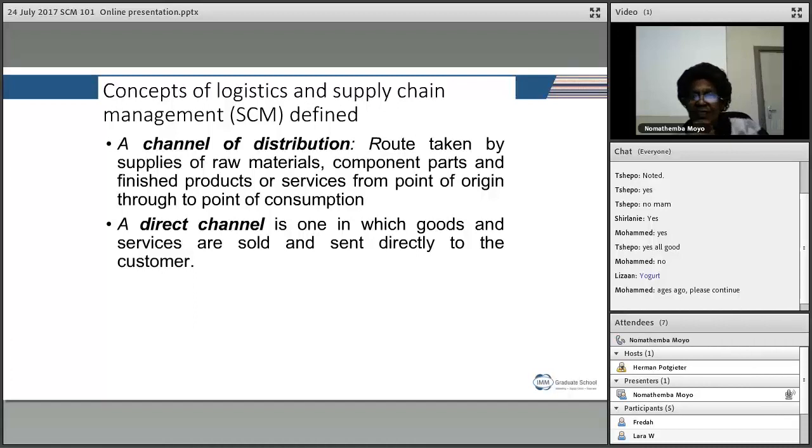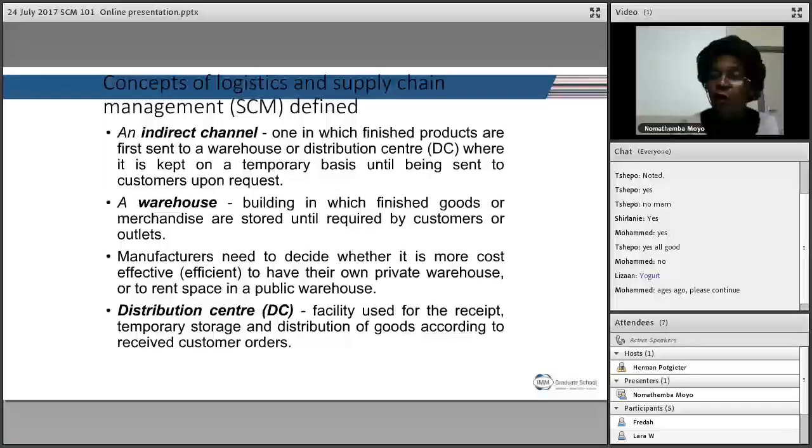What is a channel of distribution? It is a route taken by supplies of raw materials, components, parts, and finished goods or services from the point of origin, which I said was POO, to the point of consumption, which is POC. Direct channel, I've explained it. Indirect channel, I explained it. Warehouse, what is a warehouse? It's a building in which finished goods or merchandise are stored until required by customers or outlets.